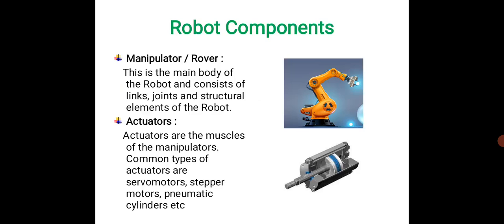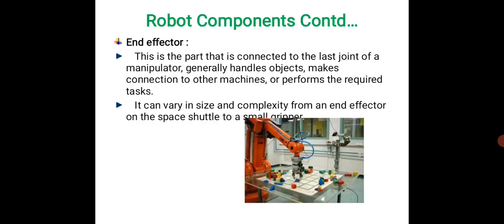As I told you earlier, I have shown you a manipulator or a rover. This is the main body of the robot, and it consists of links and joints, which form the structural element of the robot. The second important thing is actuators. These are like the muscles of the manipulator, and normally we go for electrical drives. The common types used are servo motors, stepper motors, and pneumatic cylinders.